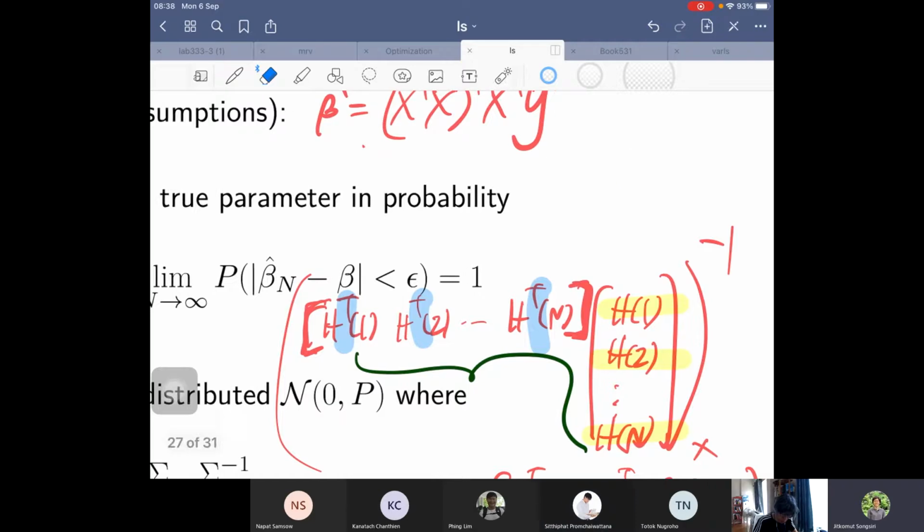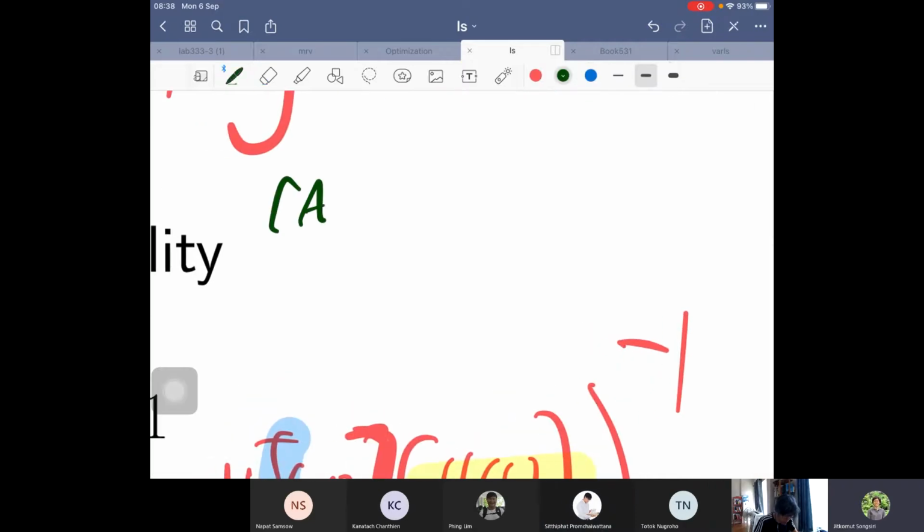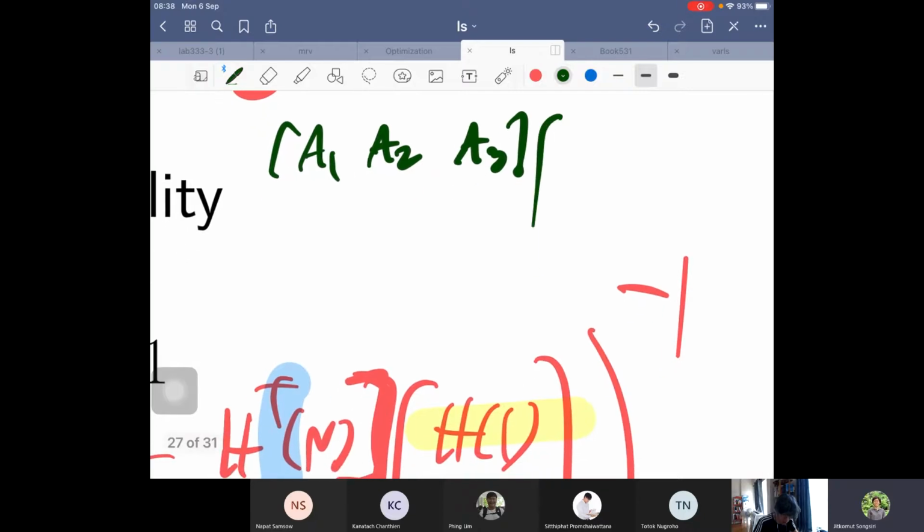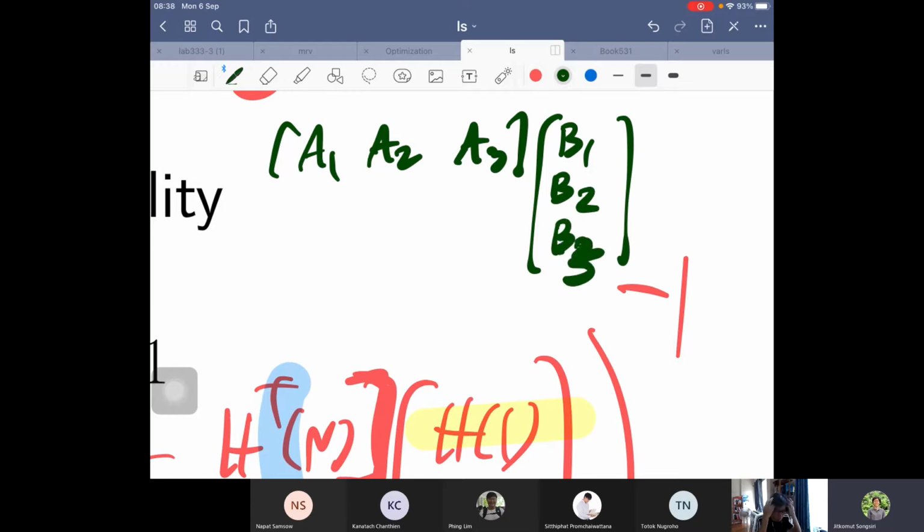Let me review. You have matrices A1, A2, A3, no matter what dimensions they are, but assume that all the multiplications agree to be multiplied together. What is the result of this multiplication?